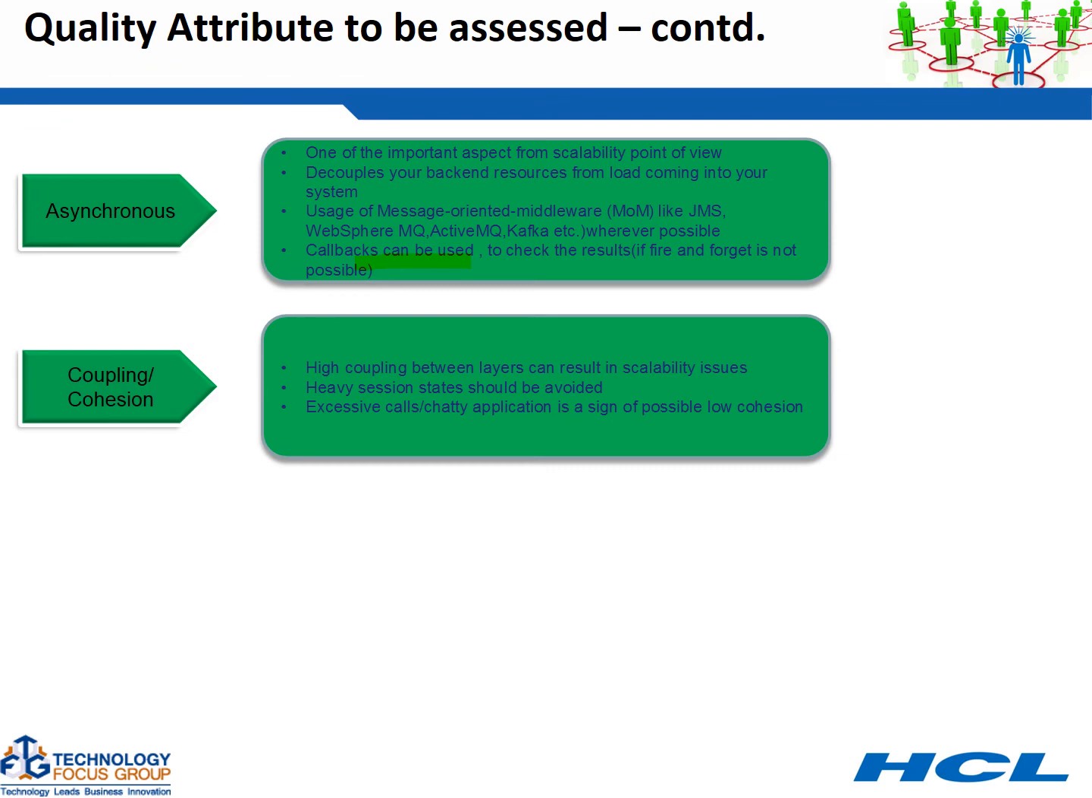Coupling and cohesion is another design attribute which you should be assessing. High coupling between layers can result in scalability issues. So if there are layers which are tightly coupled, if you have to scale something, you need to scale everything, right? It will not give you good freedom. Heavy session states, etc., should be avoided.